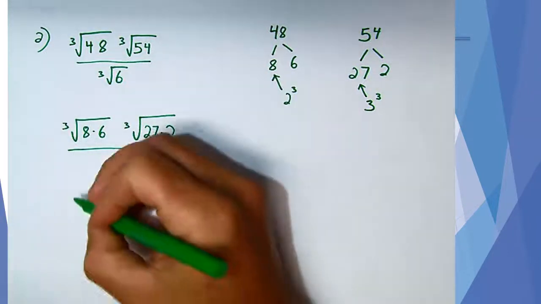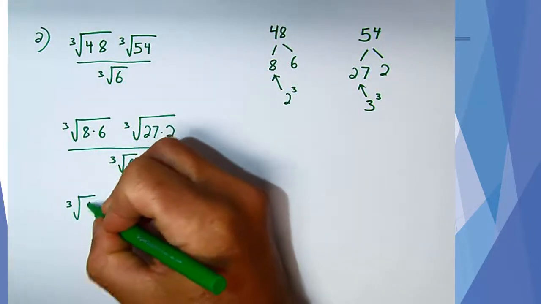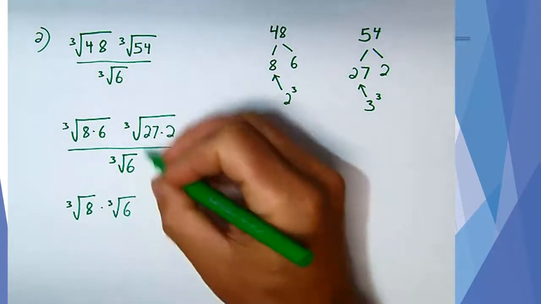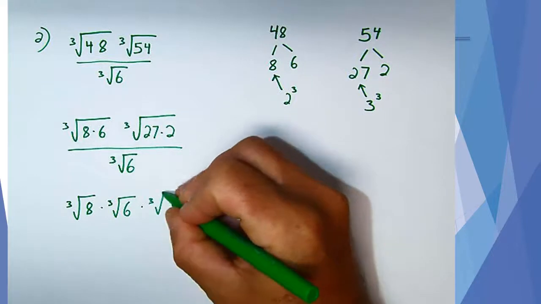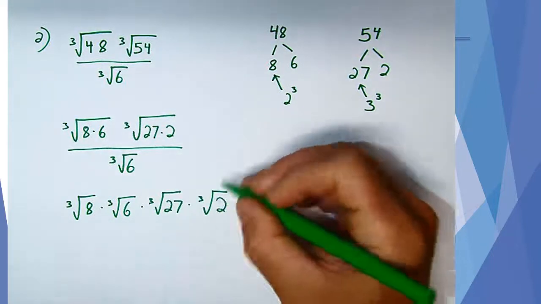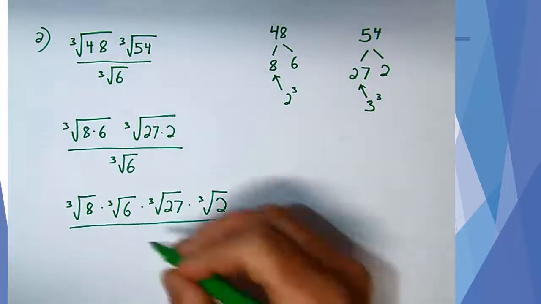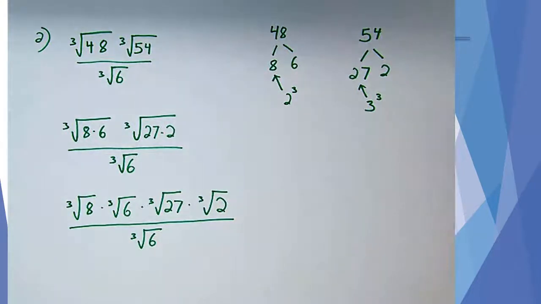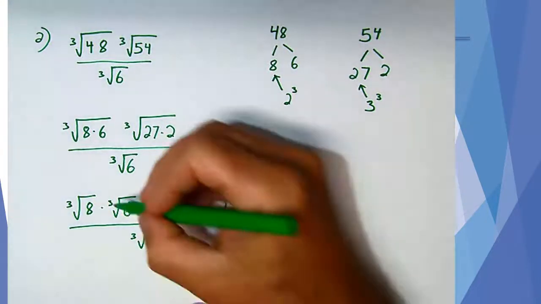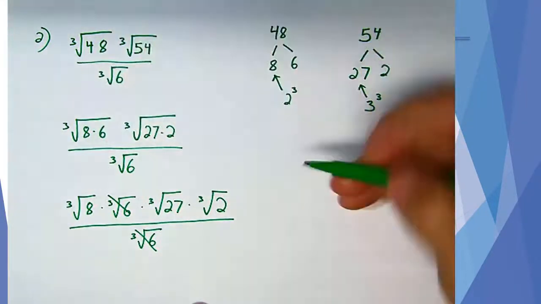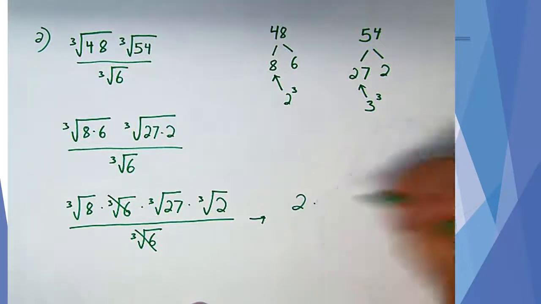Now let's split that up. We can rewrite that as the cube root of 8 times the cube root of 6 times the cube root of 27 times the cube root of 2. And that's still all over the cube root of 6. Now, this thing will fall apart in a hurry. First of all, the cube root of 6 over the cube root of 6, those cancel completely. They're gone. That leaves us with the cube root of 8, which is, of course, 2.